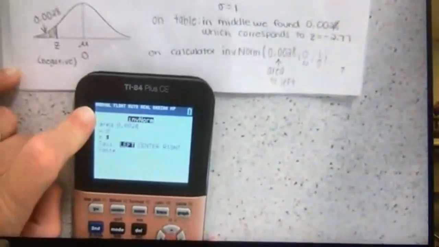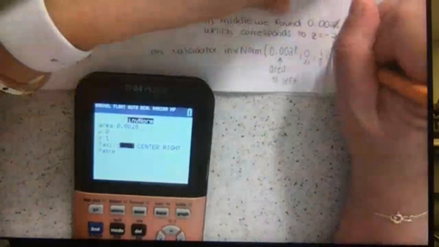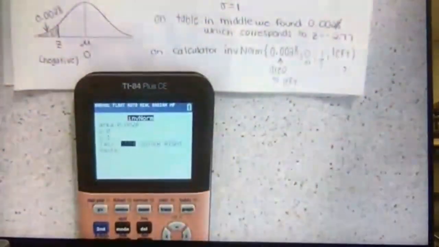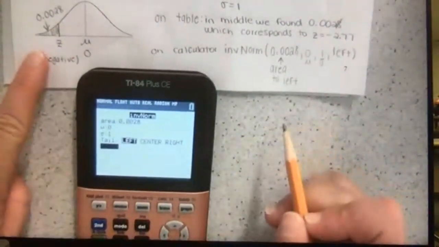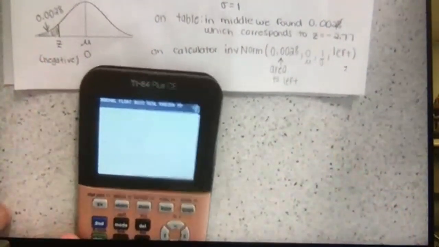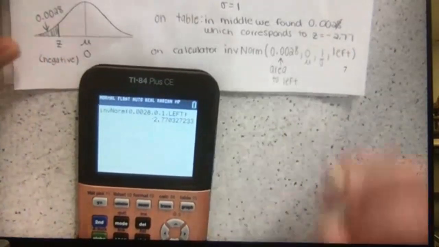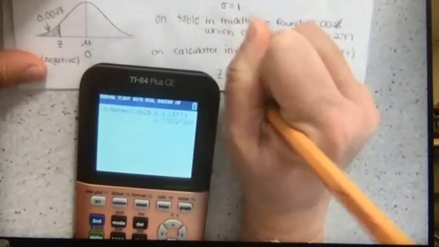And then my calculator gives me the option to do the tail. Is it in the left, right, or center? We have area to the left, so I'm going to put left. If your calculator does not give you that option, it's going to automatically assume it's always to the left, which is fine because we have the area to the left here. Pressing paste, it should look exactly like we see it. Pressing enter, there's our answer. Our z value, no matter which way you did it, was negative 2.77.